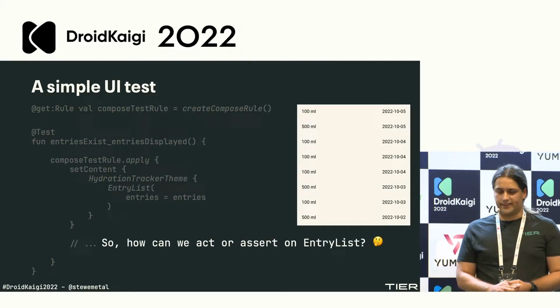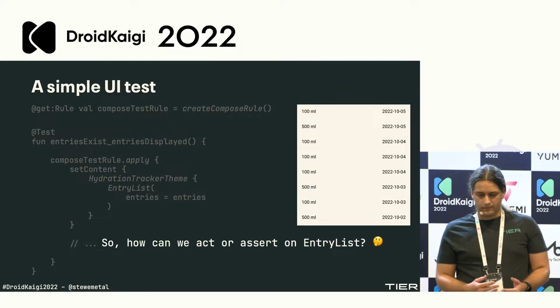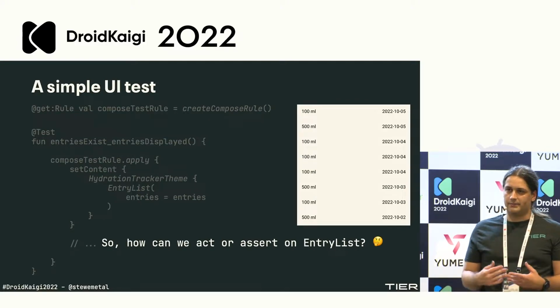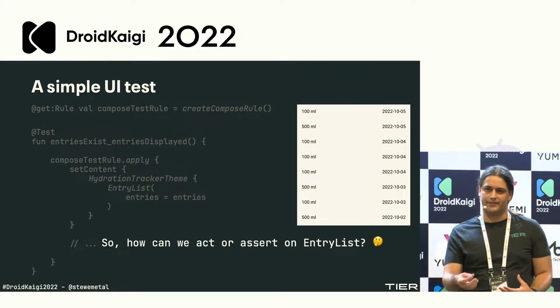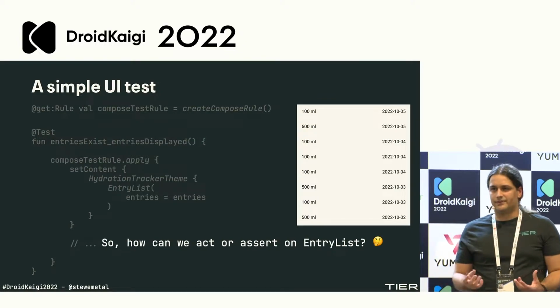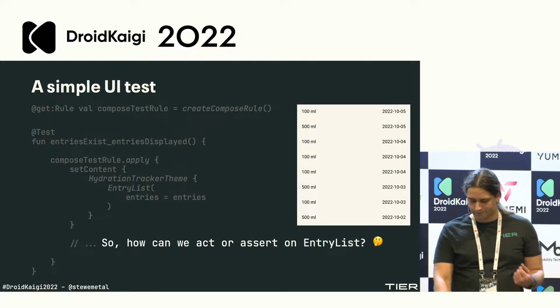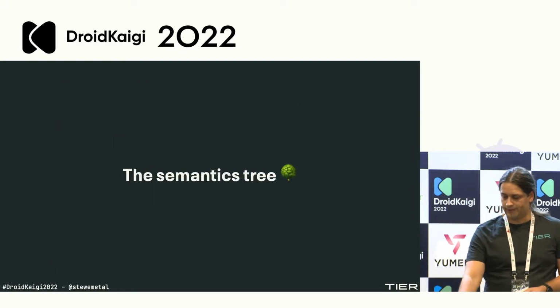Okay, so now we have some test code. We have the setup for our tests, but we don't know how to interact with our composables yet. As I mentioned before, we don't have a reference on the entries list that will be emitted to the composition. So right now we don't have a grasp on what and how we can test. So let's fix that. Enter the semantics tree.